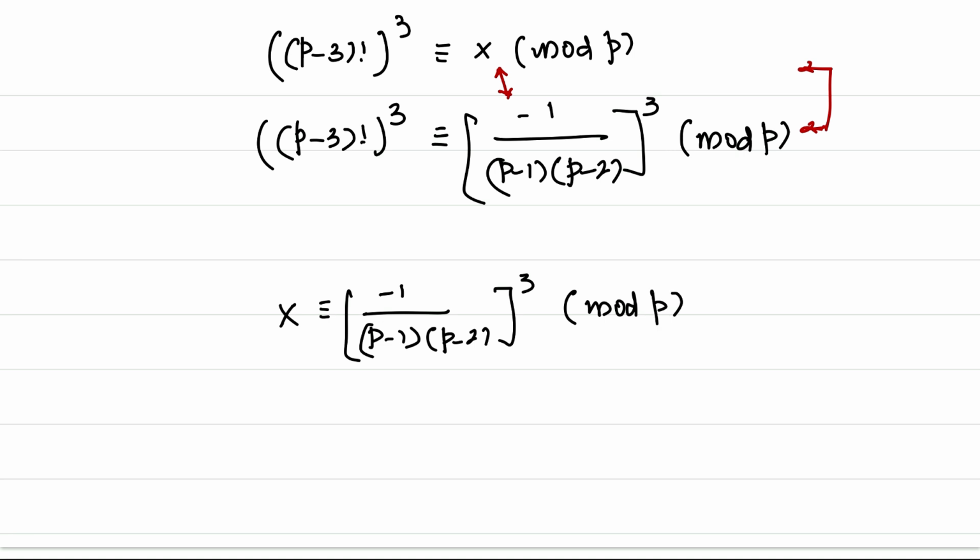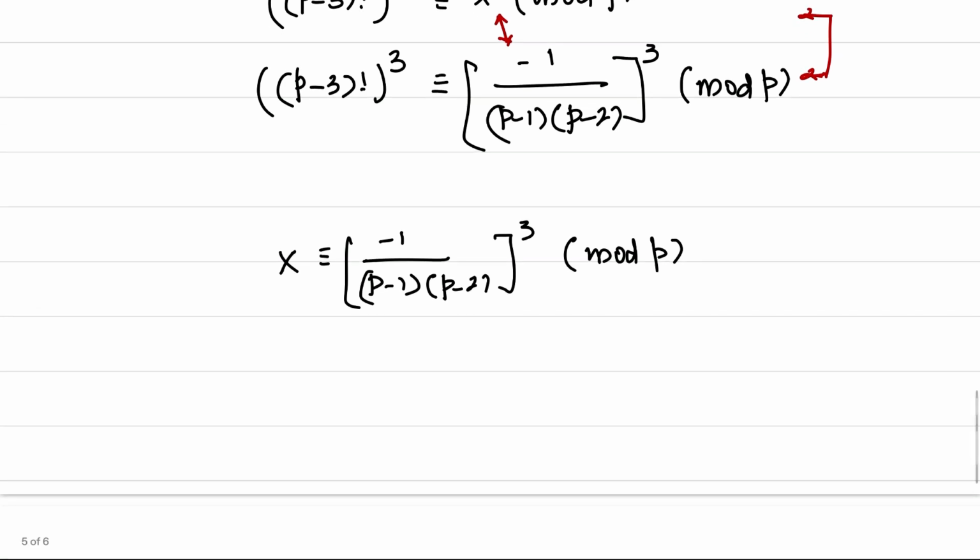These operations I have already explained in my previous lectures. Please see them if you want further clarity on Wilson theorem and these operations. Now ultimately we got some value of x. Now we have to find out x from here.